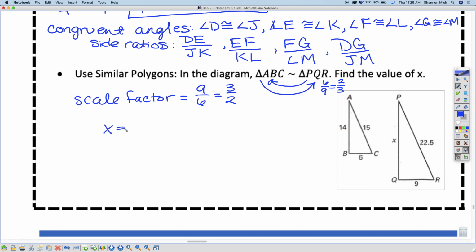So how do I find X? I take 3/2 of 14. And 14 is over 1, right? And 2 goes into 14 7 times, so 21. Now we're not looking for a proportion statement, a scale factor, or a ratio, so do I have to put it over 1? No. If I was looking for those other things, would I have to put it over 1? Yes.